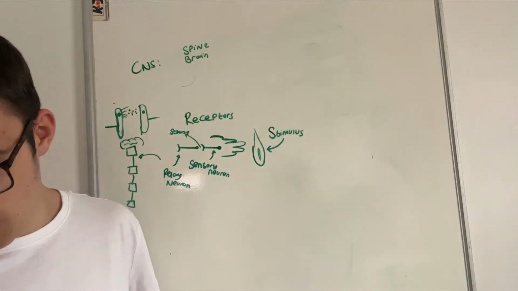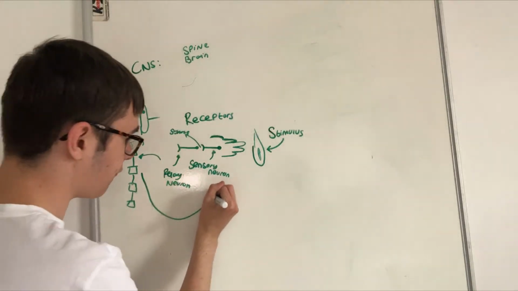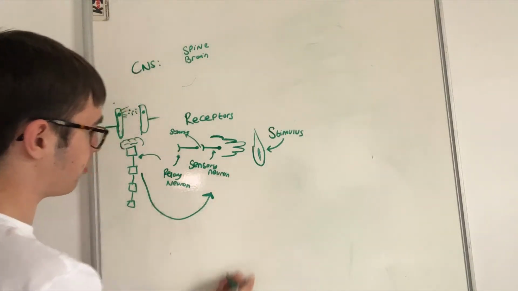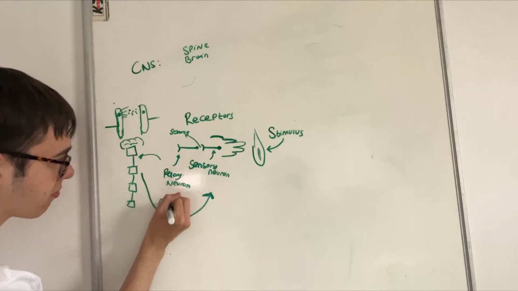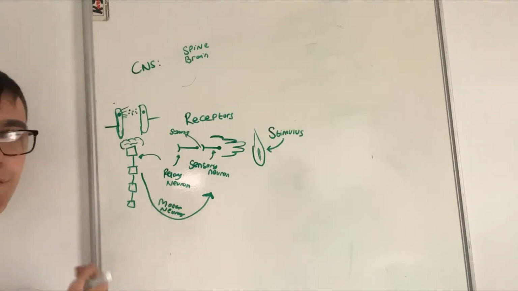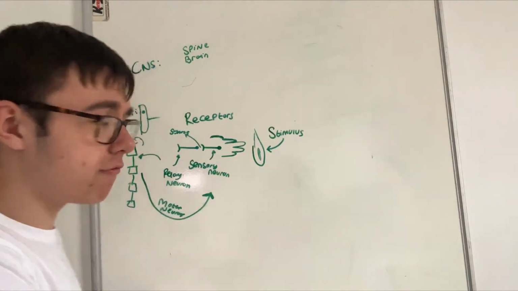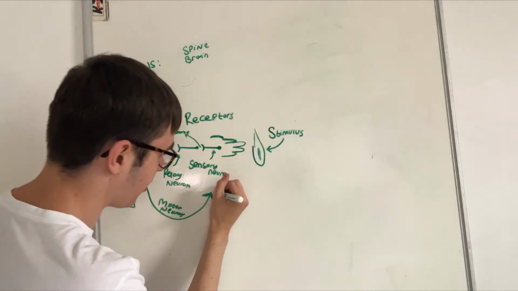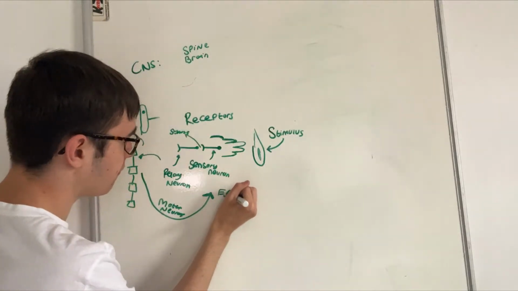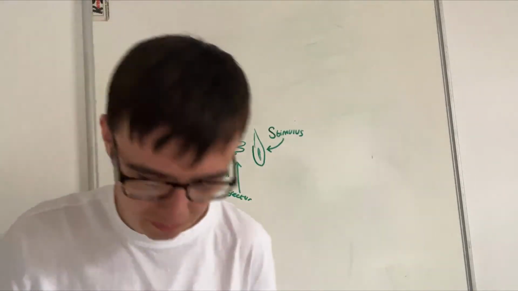The motor neurons will then tell the effectors what to do. Just remember, motors are the things that move. It's telling your effector to move, or to obviously do something. So your effector is telling your hand to move away.